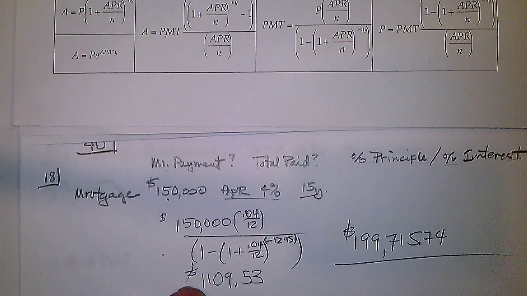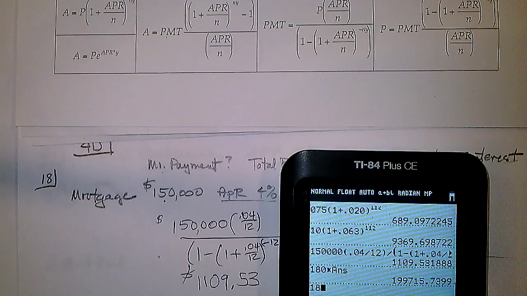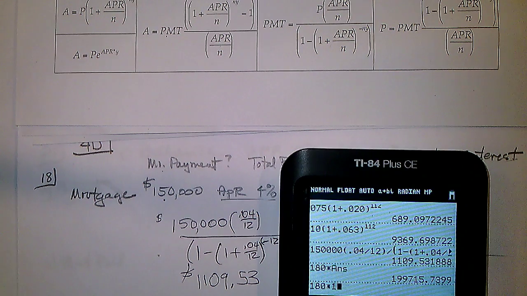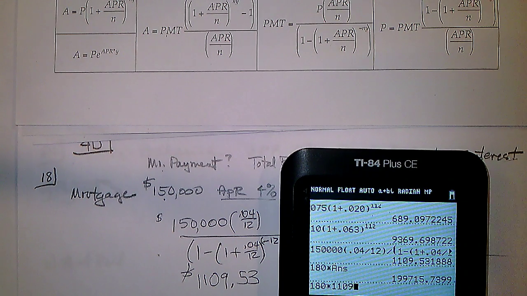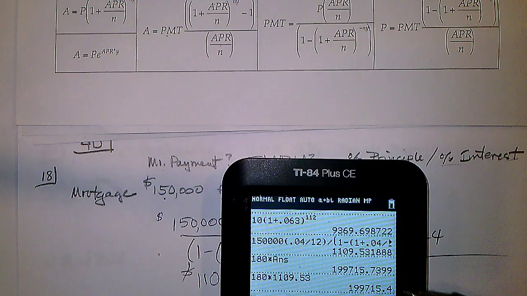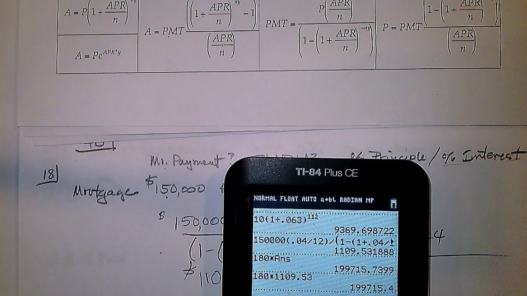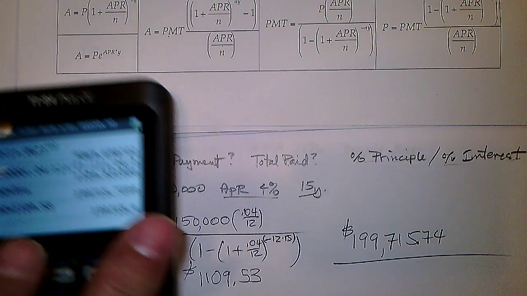Now, if you use this number, let's see how much different that is. 180 times 1109.53. So you can see that it was pretty much the same, except it's 40 cents instead of 74 cents, but close enough.